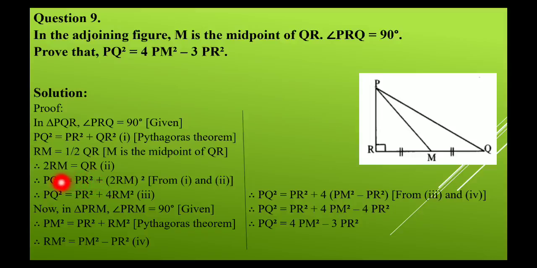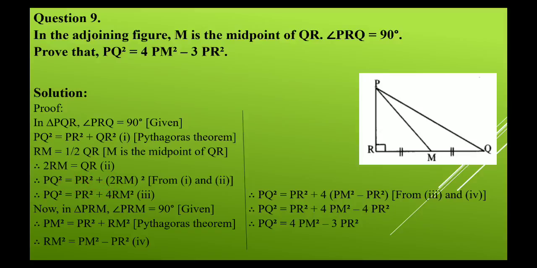So in place of QR in statement number 1, I will replace it with 2RM. So PQ square is equal to PR square plus 2RM whole square. Where do we get 2RM? From statement number 2. Where do we get this whole statement? From statement number 1. PQ square is equal to PR square plus 2 square is 4 RM square. This will become statement number 3.